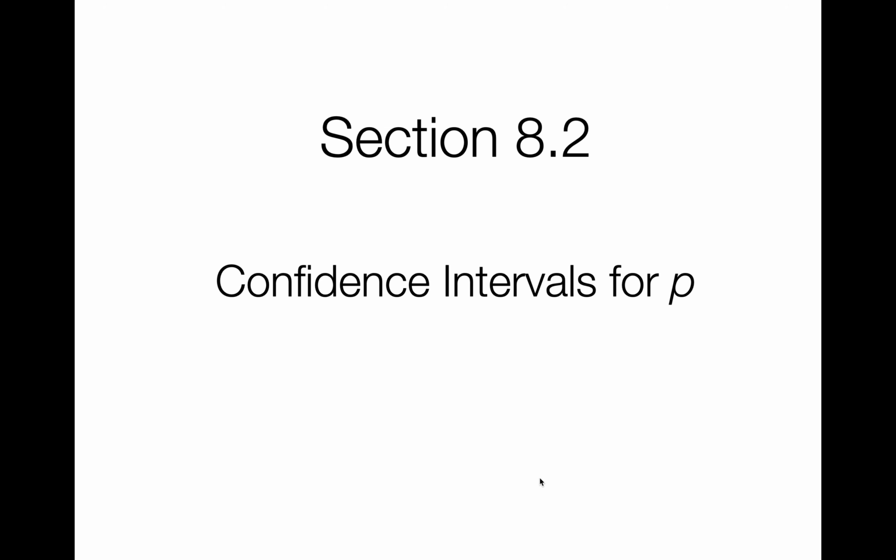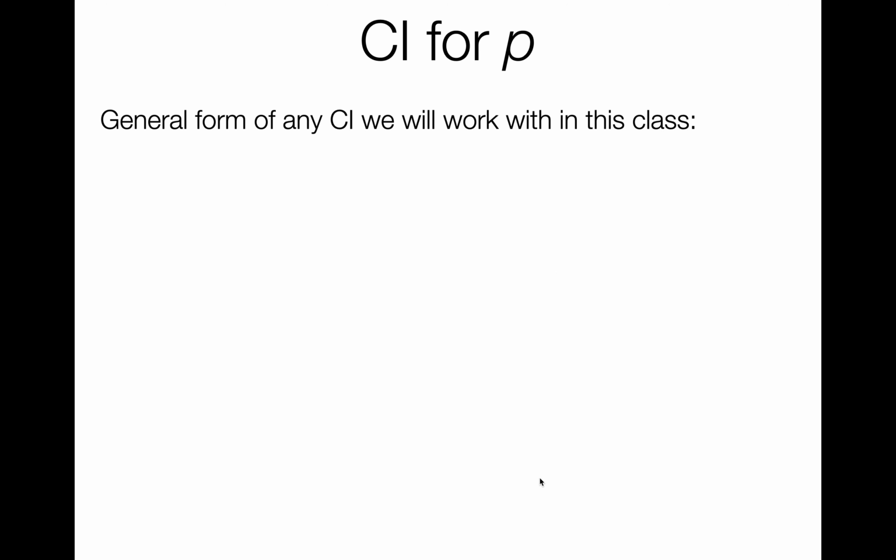In this video, we're going to continue on with Chapter 8, and specifically Section 8.2, which is confidence intervals for the population proportion P. To determine the confidence interval for a population proportion P, we first need to think of the most general form of any confidence interval that we're going to use in this class, and we found that in the last video.